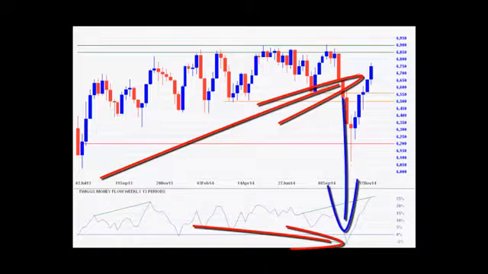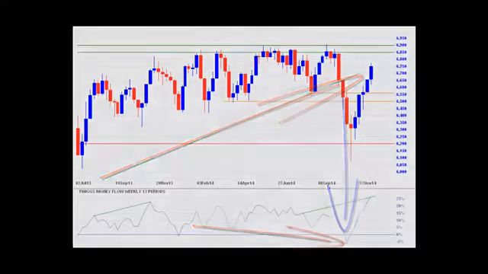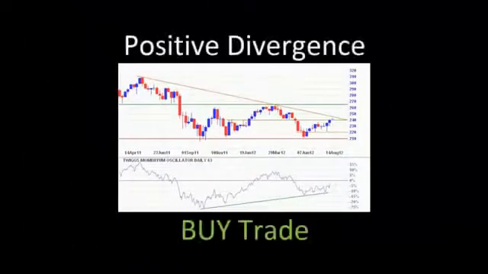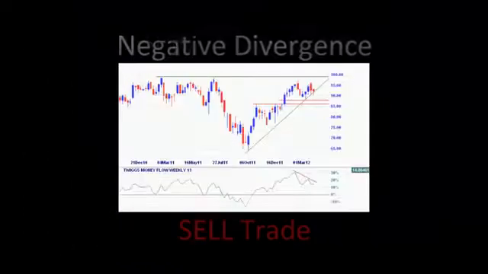Essentially, divergence is a disagreement between the indicator and price which indicates a high probability of price retracement. A positive disagreement signals a buy trade, while a negative disagreement signals a sell trade.